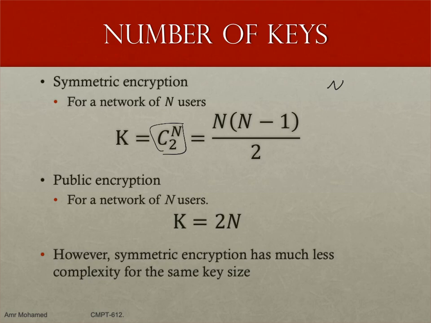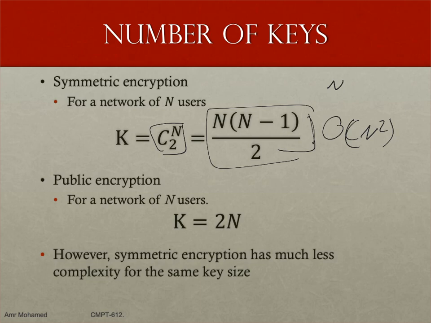So in a network of n nodes, assuming that you have a mesh type communication, where all nodes are interested in communicating with all the other nodes, how many keys do you need? The complexity is O of n squared, for people who studied complexity before. Okay, so this is O of n squared.